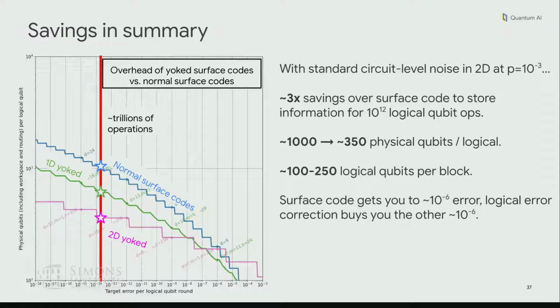Don't let the surface code get you from 1 in a million to 1 in a trillion. Let something more efficient do that for you. And so in particular, the logical error correction, these logical parity bits, gets you the rest of the way to the 1 in a trillion error rate. It gets you the other factor of a million.